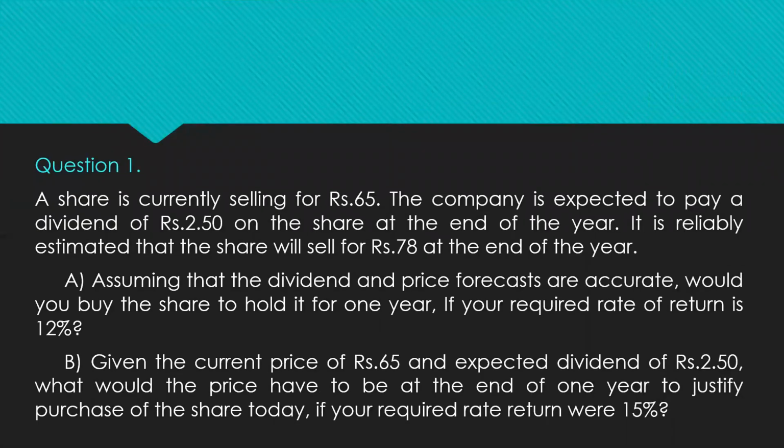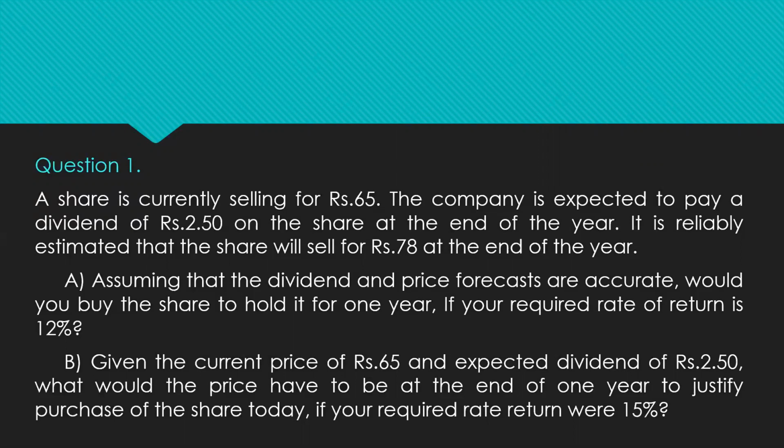Now let's look into one more question. A share is currently selling for rupees 65. The company is expected to pay a dividend of rupees 2.50 on the share at the end of the year. So you have your D1 as 2.50. It is reliably estimated that the share will sell for rupees 78 at the end of the year. You have your S1 as well. Now we need the K. Let's see the A part of the question. Assuming that the dividend and price forecasts are accurate, would you buy the share to hold it for 1 year if your required rate of return is 12%? So I have the K value as well.